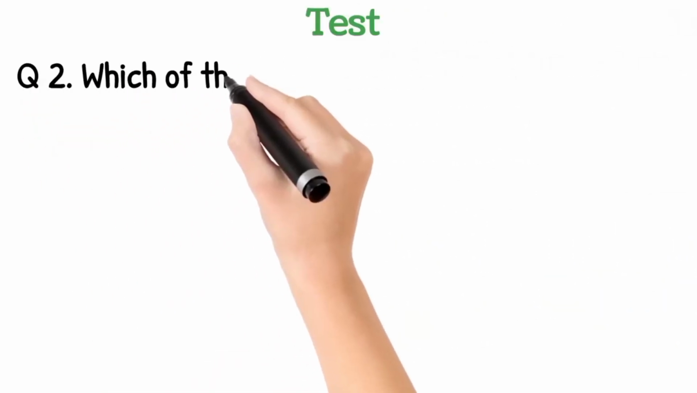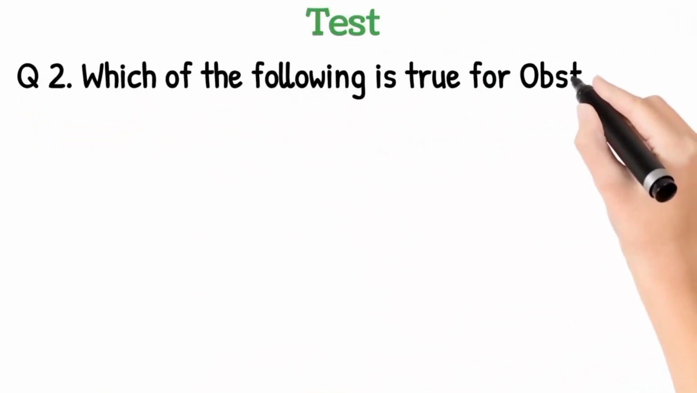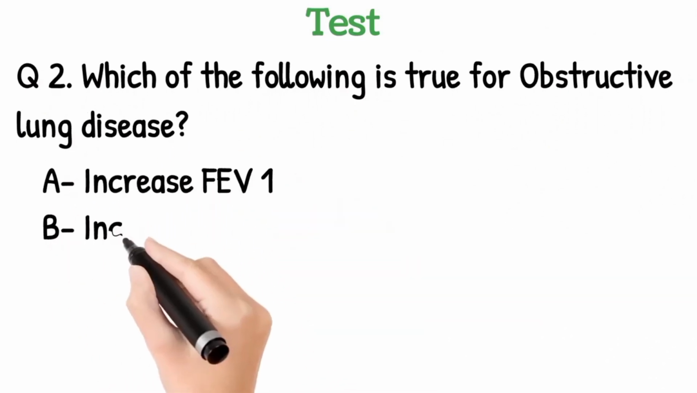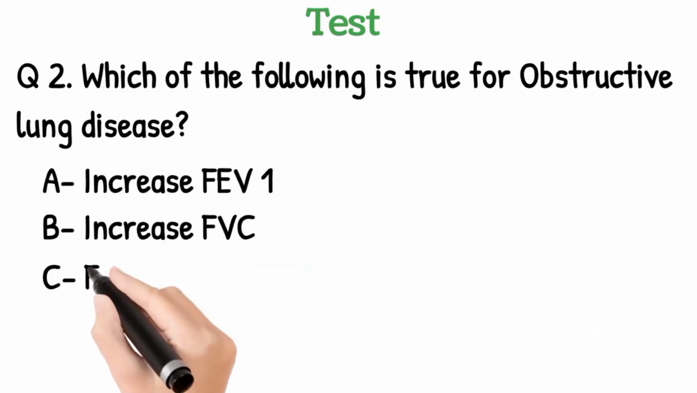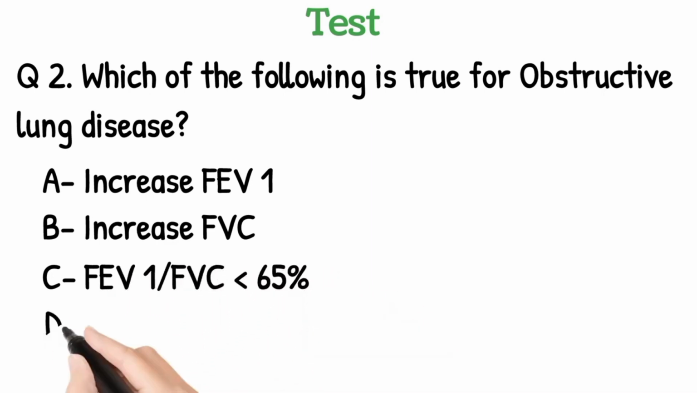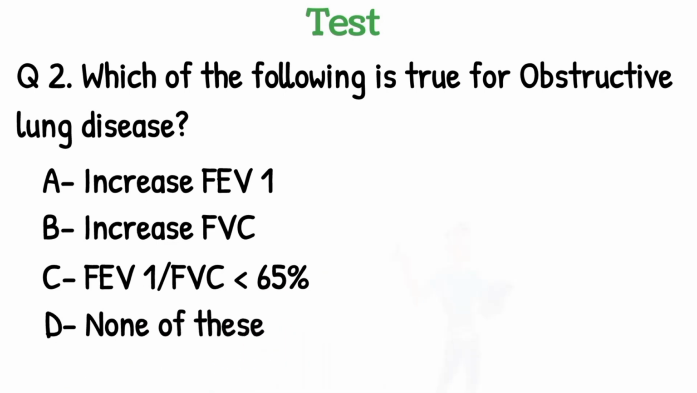Coming to question 2, which of the following is true for obstructive lung disease? Option A increased FEV1, B increased FVC, C ratio of FEV1 to FVC less than 65%, or D none of these. Have a good reflection.